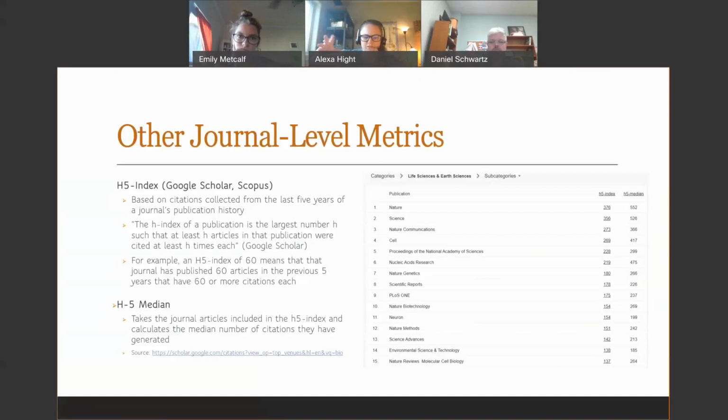And then the median looks at over years. There's a median number. Again, math is not my strong suit, but really it's looking at the number of citations and it's looking at over a period of time.